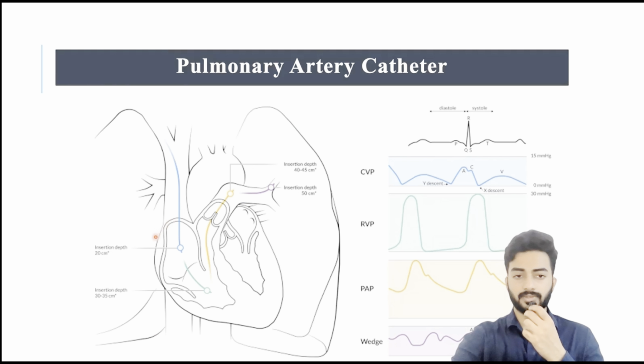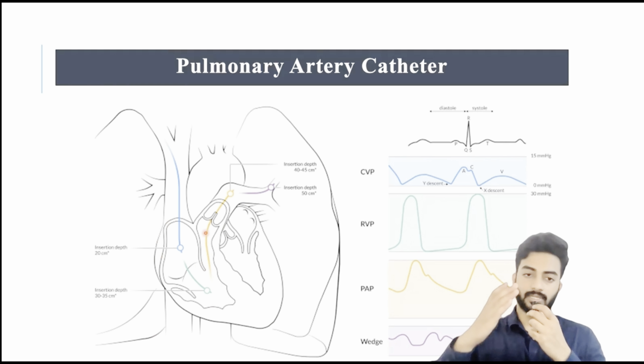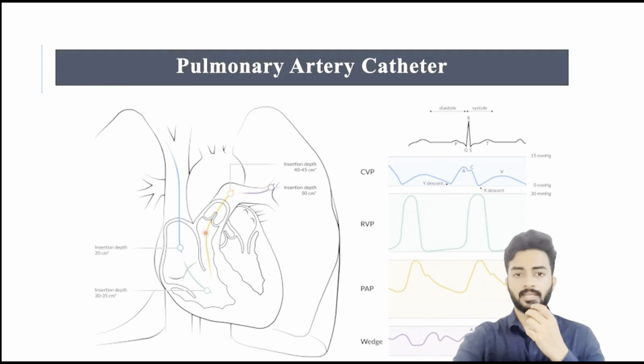So these are the different depths. That is, if it is in the RA, it is 20 centimeter. If you are inserting till 30 to 35 centimeter, it should be in the RA. After inflating the balloon, it should direct towards the RVOT, towards the pulmonary artery. So if it is in the pulmonary artery, the depth should be 40 to 45 centimeter. If it is in the pulmonary capillary, the depth should be 50 centimeter. And different waveforms are depicted here.